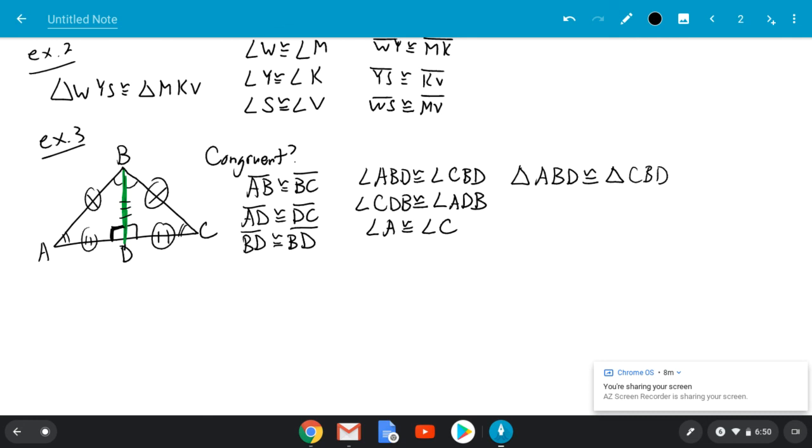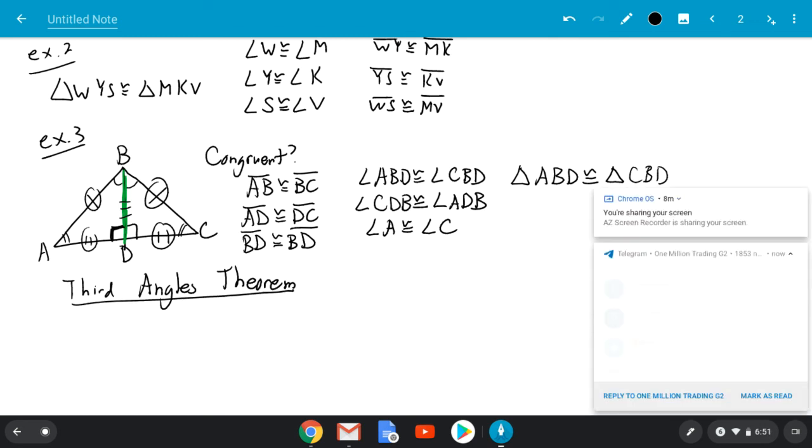Now, let's say you didn't remember that the base angles in the isosceles triangle are congruent. Well, there is something else in geometry that could have helped us here, called the third angles theorem. And the third angles theorem says this here.